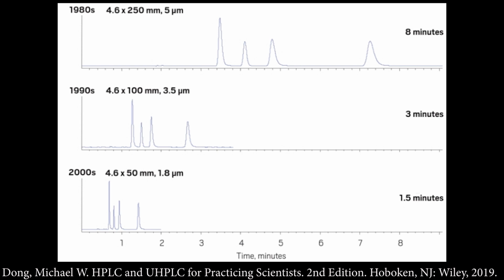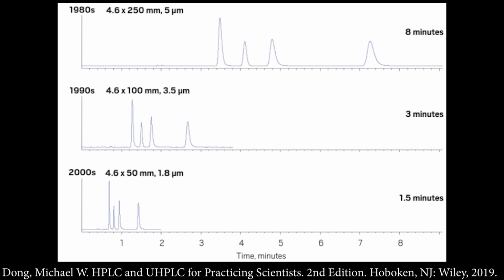Particle size makes a pretty big difference too. Generally, if you can get away with it, you want to use a smaller particle size. Now, the smaller the particle size, the more pressure it requires, and the fancier an instrument you need. This is where that UPLC and UHPLC stuff comes into play. So we can see here, there are 3 different chromatograms, and they're showing you what was typical for the 1980s, the 1990s, and the 2000s.